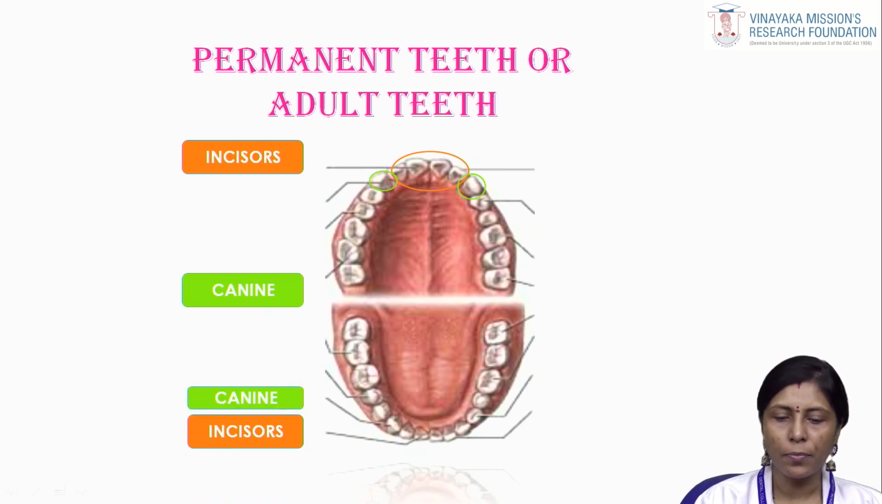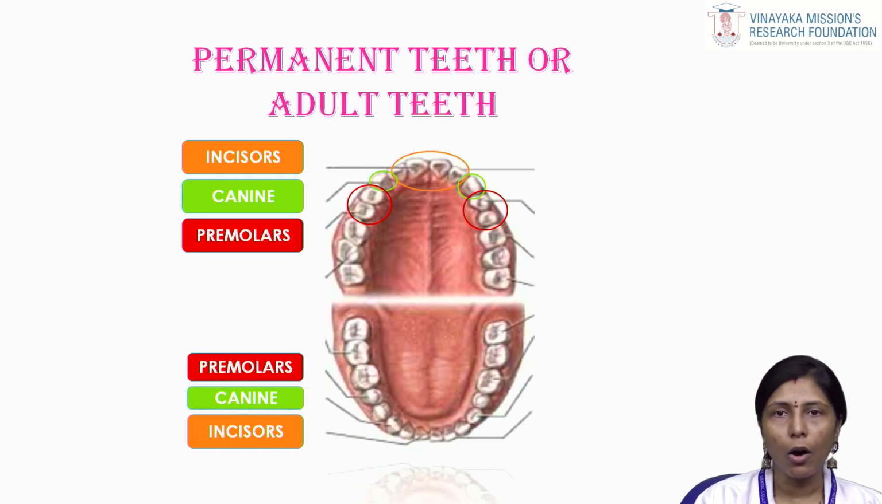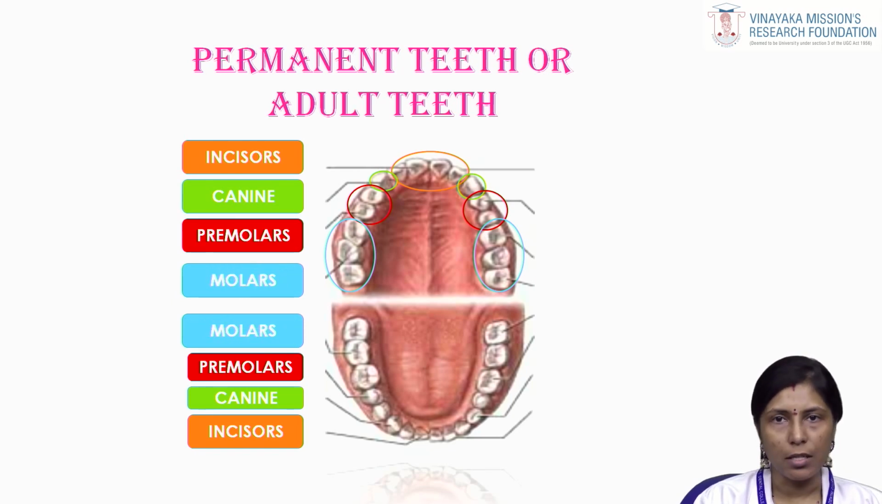Next to the canine, you have premolars. So, premolars are located posterior to the canine. So, you have 2 premolars in one side of the jaw. So, you have 4 premolars in one jaw, that is 4 premolars in maxilla, 4 premolars in mandible. So, total of 8 premolars will be present. Next to the premolars, you have molars. Permanent molars, they are 3 in number on one side of each jaw. A total of 12 molars will be present.